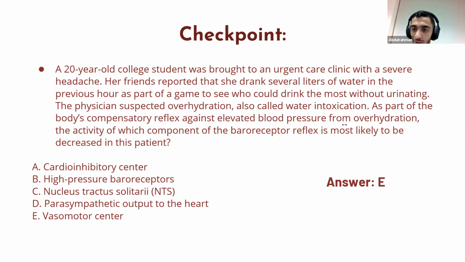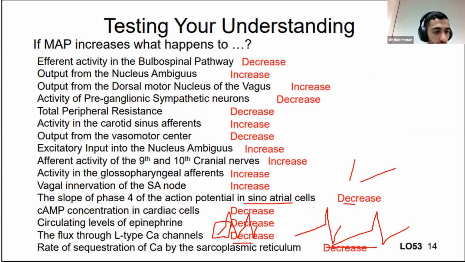Now there was a question for the previous slide. Vagal innervation of the SA node would decrease. We want to decrease the heart rate, so why would it increase? Oh yes, because we're increasing the vagal activity. Since we want to decrease the heart rate, we want to inhibit the SA node more, and the vagal innervation is inhibiting the SA node. That's why it's increased. So when we say increased vagal innervation, we're basically saying increased inhibition of the SA node.